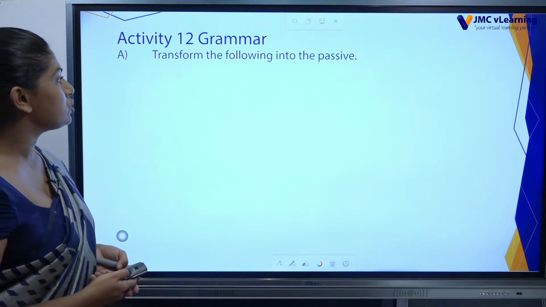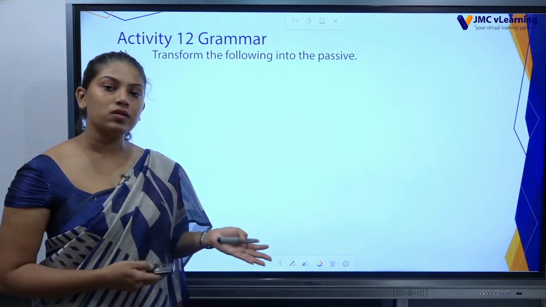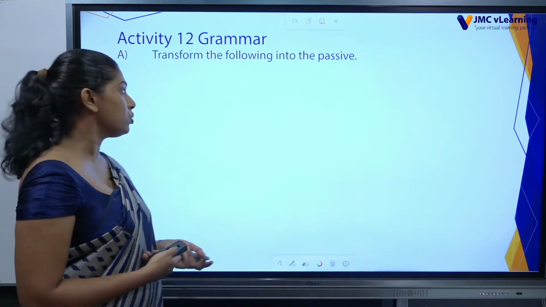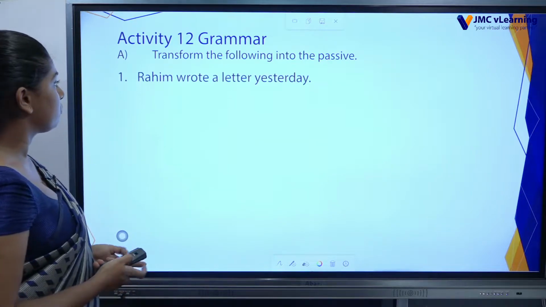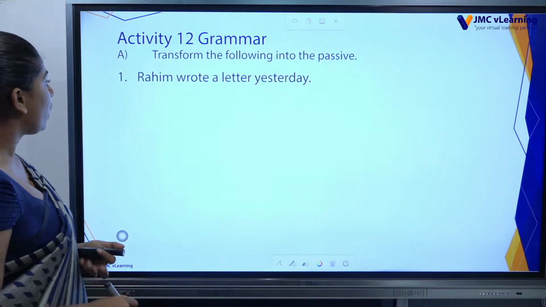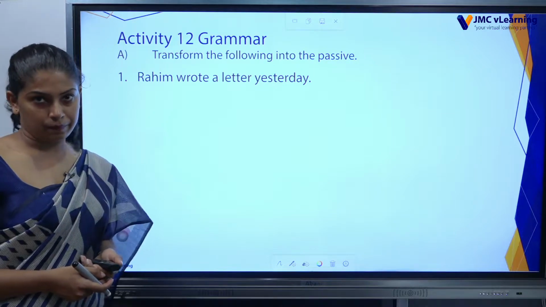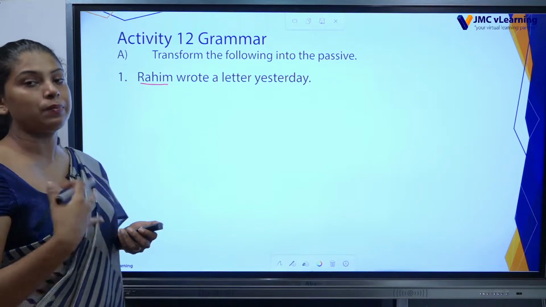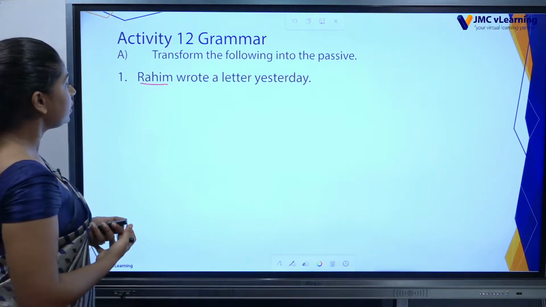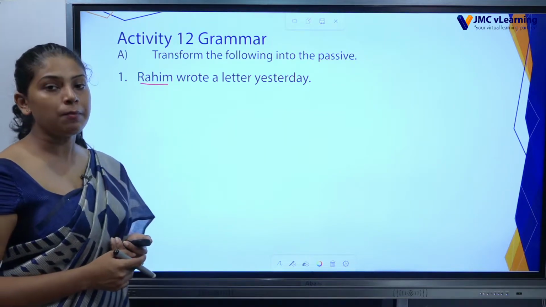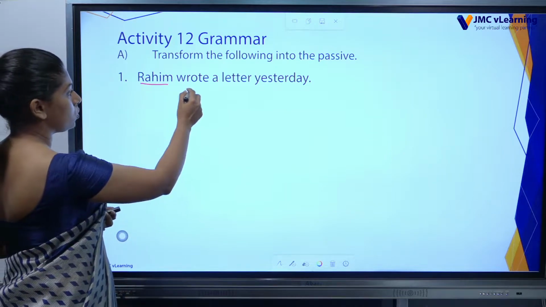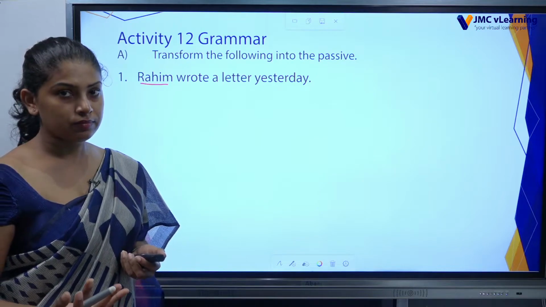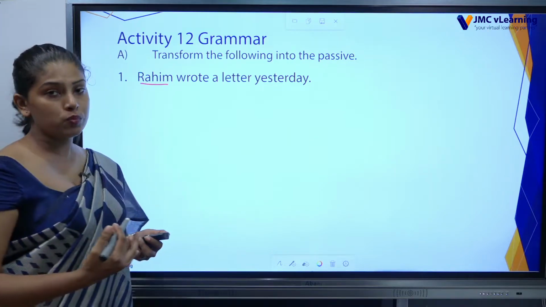Transform the following into the passive. The active voice sentences are given, we have to turn them into passive. Let's see what is the first sentence here. Rahim wrote a letter yesterday. Rahim, that is the subject, he is the person who has done that. Then wrote, that is the verb in past. He wrote a letter. Then what is the object?